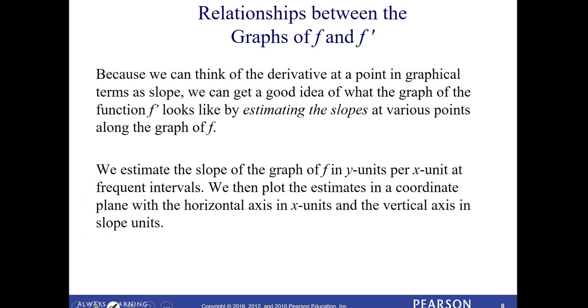Okay, the other thing that we want to look at in this section is the relationships between the graphs of f and f prime. So it says, because we can think of the derivative at a point in graphical terms as slope, we can get a good idea of what the graph of the function f prime looks like by estimating the slopes at various points along the graph of f. We estimate the slope of the graph of f in y units per x unit, delta y over delta x, good old slope. And when we plot the estimates, we will get a function that is our f prime. So let's do a quick example of that.